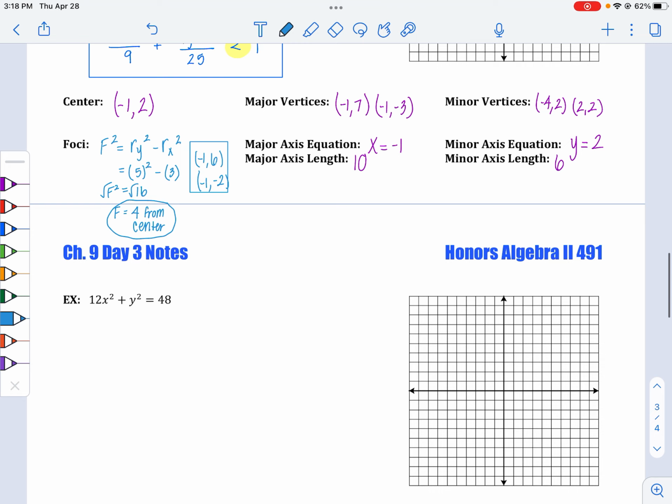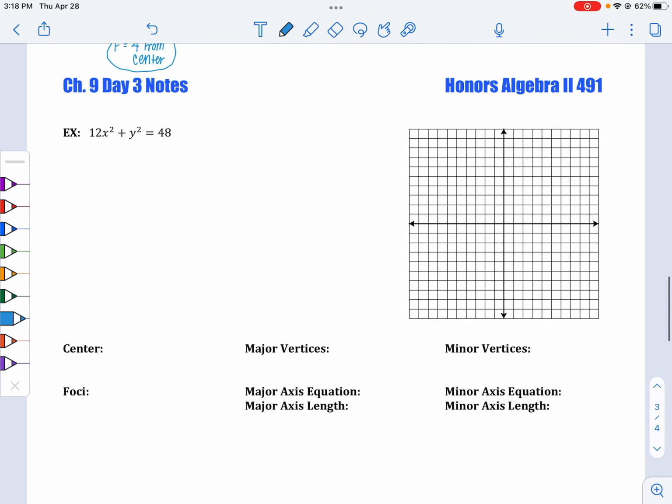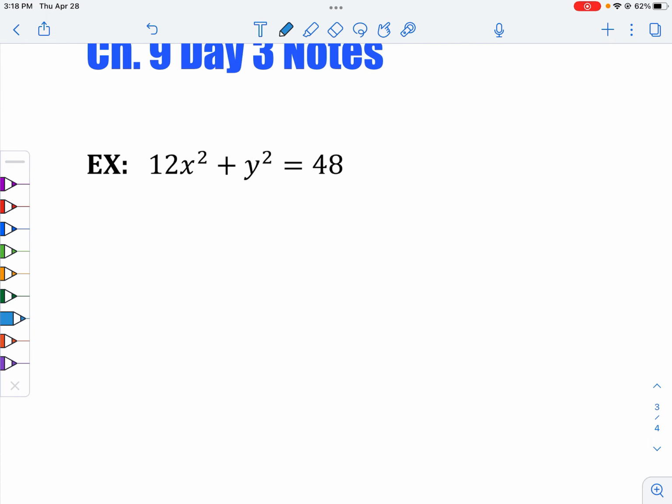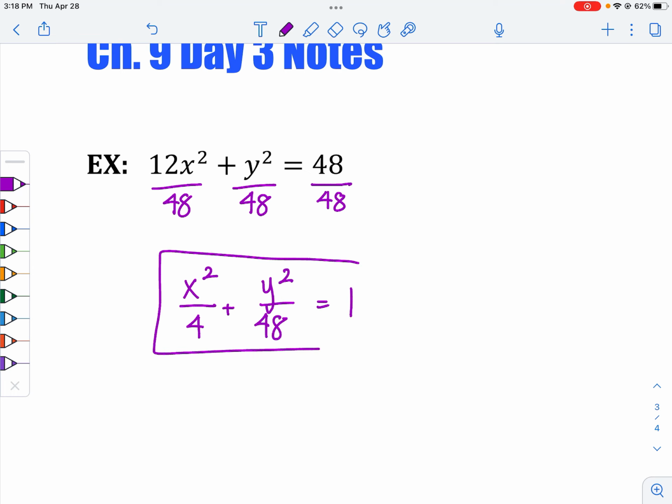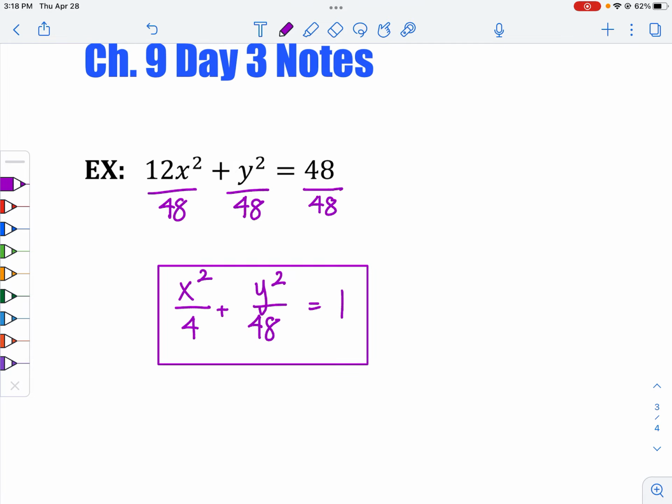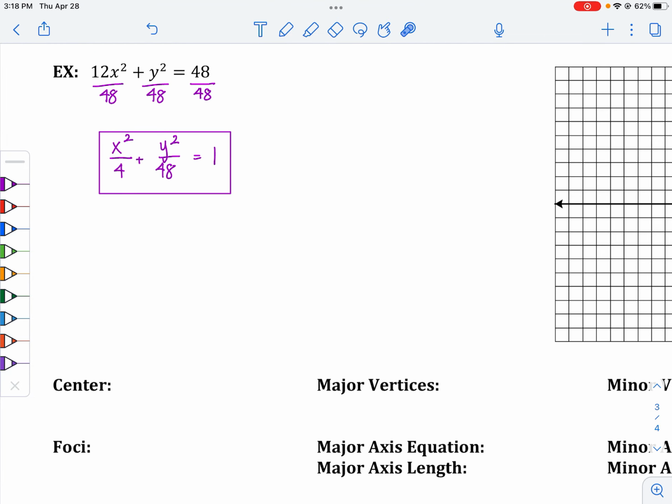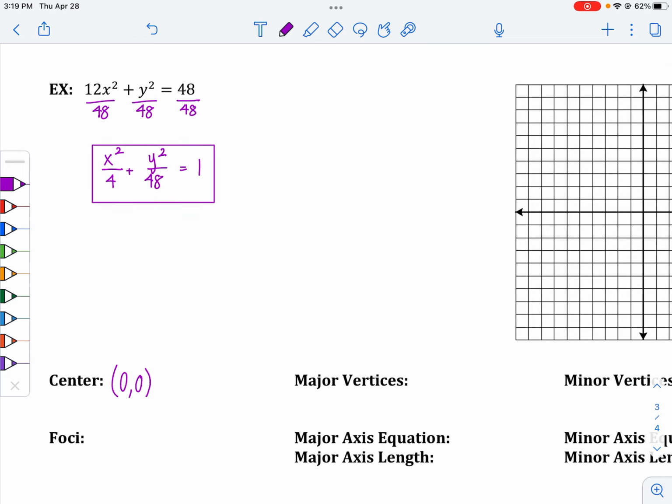Okay, last one. Kind of looks like the nicest one, so let's see what's a little different about it. First thing, this is a general conic. We need to make it an ellipse, which means we have to have it equal to 1. So divide each term by 48. X squared over 4, y squared over 48, and now we have the equation of an ellipse. Because there's no value being added or subtracted here, that means the center is just 0, 0. That's really nice. We haven't seen one like that.